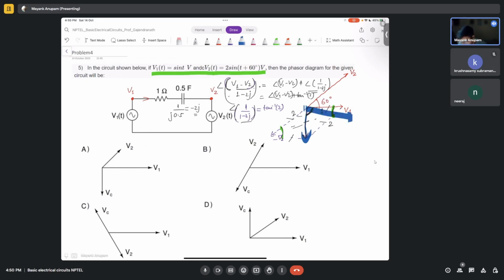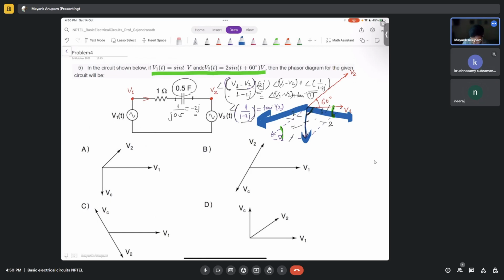Now I have to multiply. Remember, I had to multiply with another minus 2j here to find out the voltage across the capacitor, right? So tell me, if you multiply by another minus 2j, what will that do? It will simply take it back 90 degrees, in the direction that I showed. So in this direction, right? So it will move somewhere here, correct?